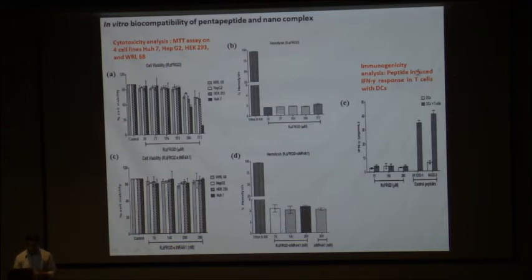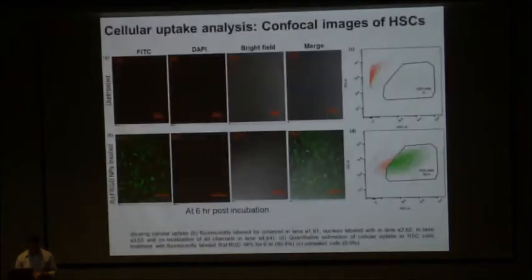Immunogenicity is another challenge. For peptide-induced immunogenicity, we checked the interferon gamma response in dendritic cells and T cells, where we used a positive control immunogenic peptide. In comparison to the immunogenic peptide, this RGD peptide is non-immunogenic. It does not produce a sufficient interferon gamma concentration.